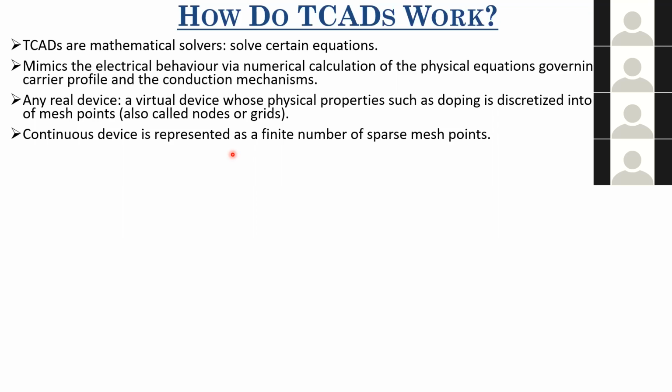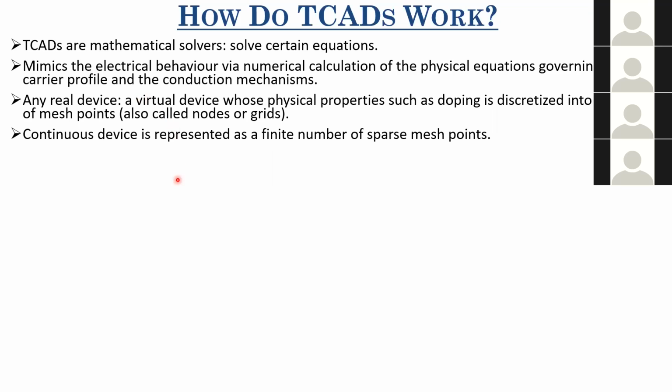So what exactly happens is, you have a real device. Now you solve these physical equations in a TCAD, not over the entire device, but you discretize that device into a number of points, or grids, or nodes, and you solve the equations only on those nodes or grids. The way you define those nodes and grids is unique to each simulator, but you can define them according to your wish. I'll also explain how you can make a proper choice of defining these nodes and grids as I go ahead.